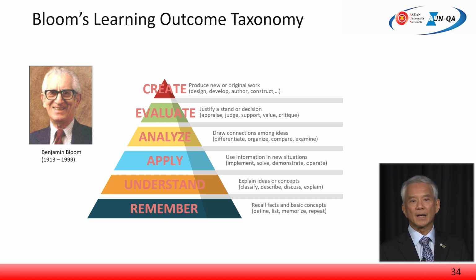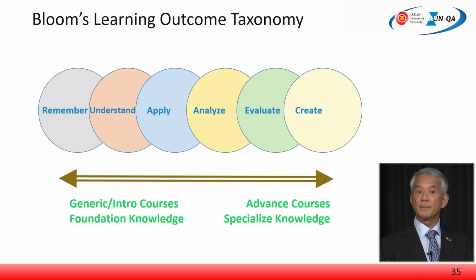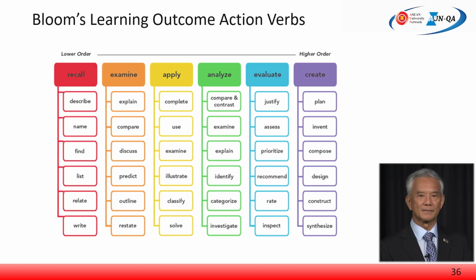more learning outcome taxonomy. As mentioned earlier, learning outcomes can be placed on a stage of study continuum. Generic or foundational knowledge is gained mostly in the first and second years. Advanced or specialized knowledge is gained mainly in the third and fourth years.